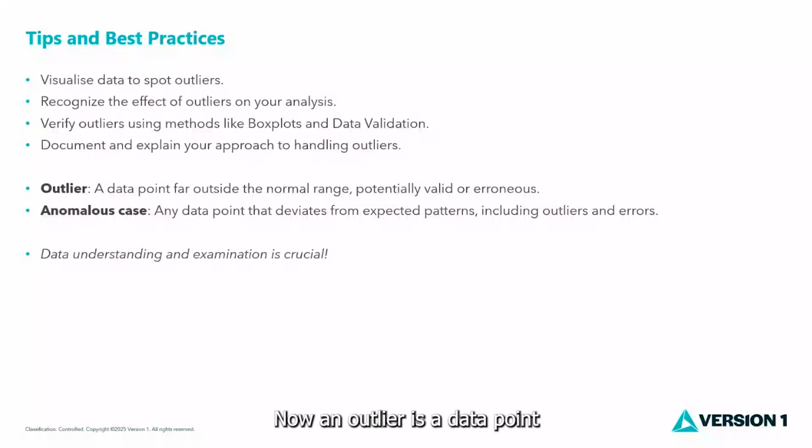Now, an outlier is a data point far outside the normal range. It could be valid, just extreme, or it could be erroneous. I also wanted to mention an anomalous case, or anomalous cases. So this is any data point that deviates from expected patterns, and this includes outliers and errors. We do have anomaly analysis in SPSS as well.